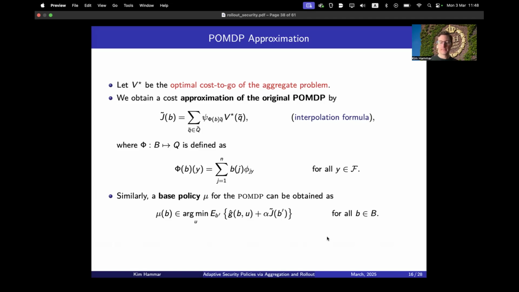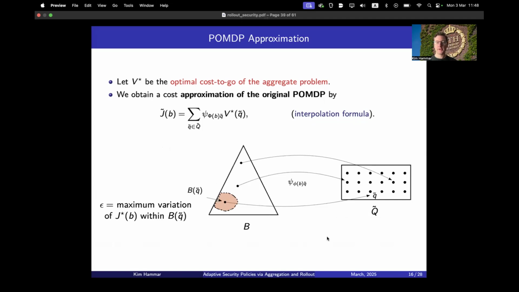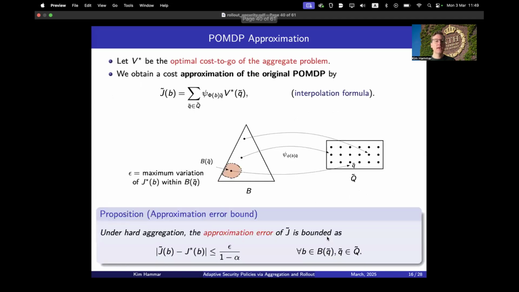And to understand this error, you can consider the following picture, where when we have hard aggregation, then for each Q tilde in the capital Q tilde, there is a corresponding set in the original belief space that we call the footprint set. I denoted it here with an orange circle. And the error of the approximation is then determined by how much J star varies within that subset. So if J star doesn't vary that much, then we have a good approximation. If it varies a lot, then we will have a poor approximation. And if it is constant, then we can actually have an exact optimal solution. So this is formally expressed by the following proposition.